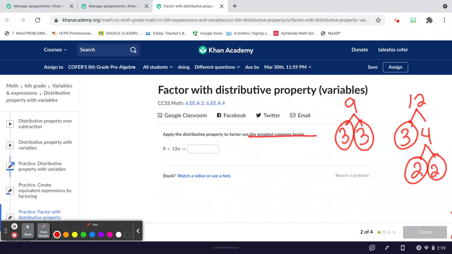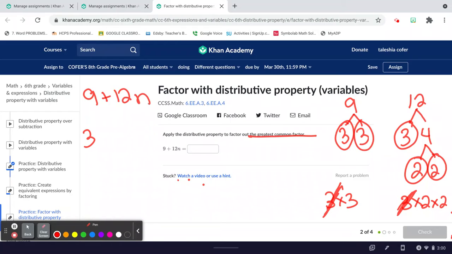On my 9, I have a 3 and a 3. For my 12, I have a 3 times 2 times 2. The only number that they both have is a 3. So I know my greatest common factor is 3. So I write my 3. My problem was 9 plus 12n. I'm dividing this whole thing by 3 because that's what's going to be on the outside. I know that 9 divided by 3 is 3. I bring my plus sign down. I know that 12 divided by 3 is 4, and I bring my n down.